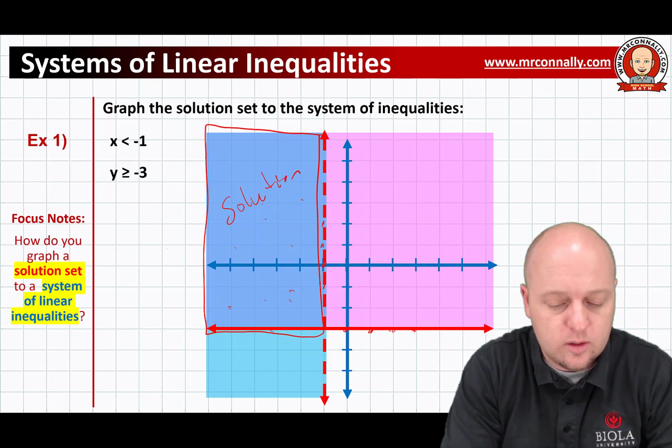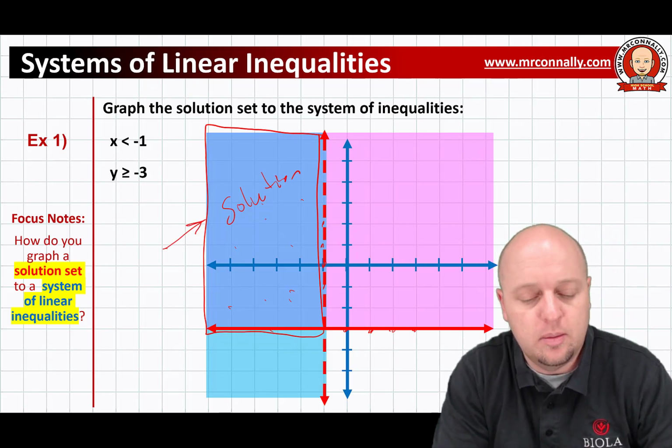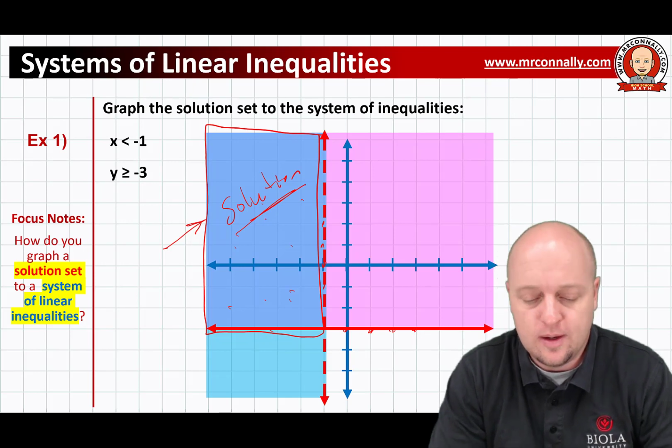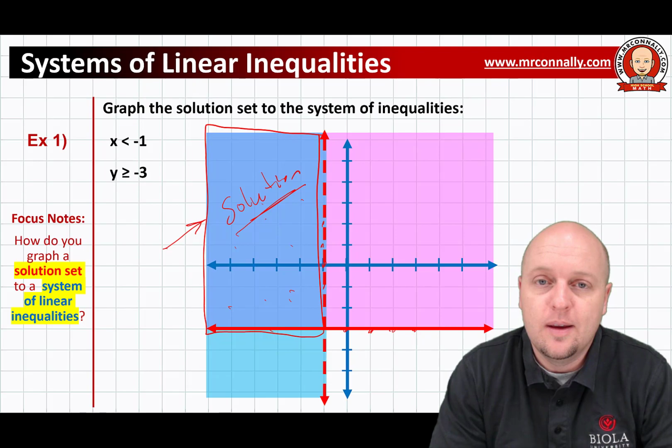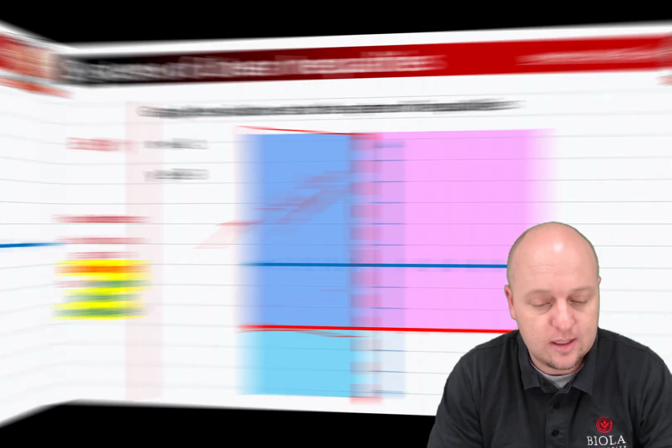Okay, so there's your solution. You would graph the region and label it, this is our solution. Okay, that's the overlap of both of those. Go ahead and finish that up. Are you all done? Let's go ahead and move on to the next.